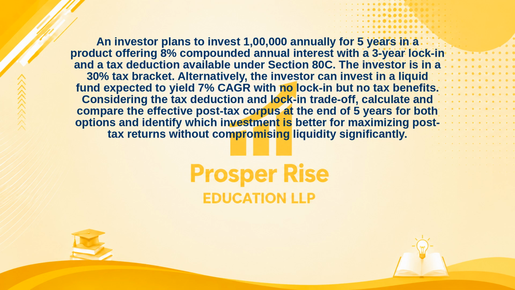An investor plans to invest 1 lakh annually for 5 years in a product offering 8% compounded annual interest with a 3-year lock-in and a tax deduction available under Section 80C. The investor is in a 30% tax bracket. Alternatively, the investor can invest in a liquid fund expected to yield 7% CAGR with no lock-in but no tax benefits. Considering the tax deduction and lock-in trade-off, calculate and compare the effective post-tax corpus at the end of 5 years for both options and identify which investment is better for maximizing post-tax returns without compromising liquidity significantly.